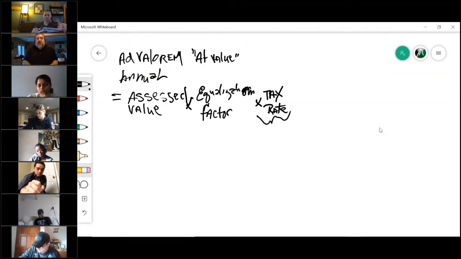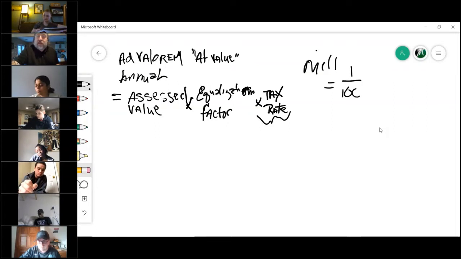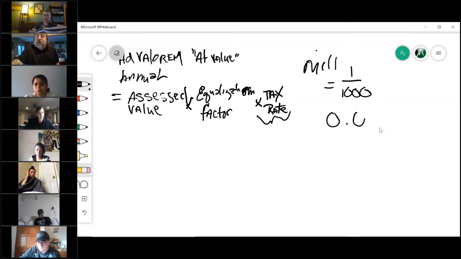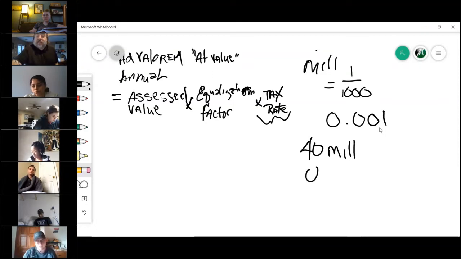All right. The tax rate is expressed in the term of a mill. And a mill is 1/1000th of a dollar. If you remember your math, tens, hundreds, thousands, so it's 0.001. That is a mill. So if I gave you an example of 40 mills, that is 0.040. See the 40? There it is.